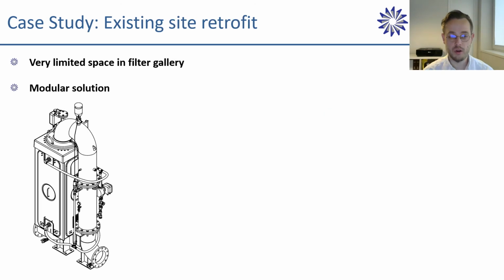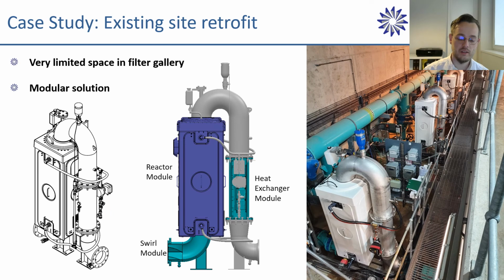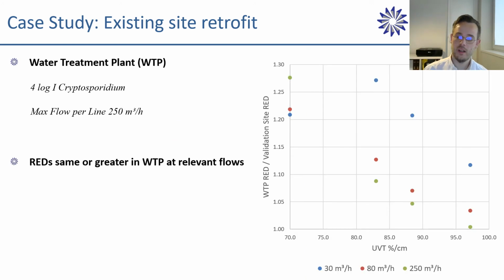Another application of the modeling is to make sure that we are delivering the same dose as we install the reactor. So in this case study, we had a very limited space inside of a filter gallery. As you can see, there are a lot of components already around. So we have moved the heat exchanger downstream in its vertical position, just to be able to utilize the space that was available vertically, and to reduce the flange-to-flange distance to a minimum.